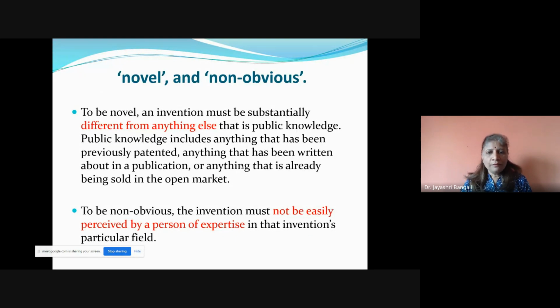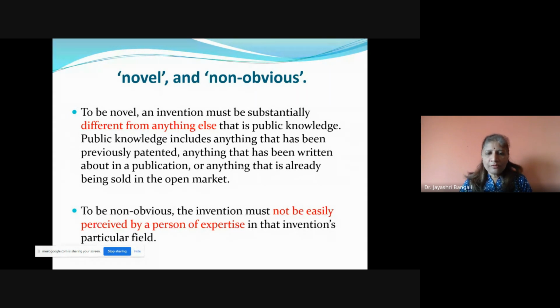Now, to be novel, an invention must be different from anything else that is public knowledge. It should not be known to the public before filing the patent. So public knowledge includes anything that has been previously patented, anything that has been written about in a publication, or anything that is already being sold in the open market. So whatever is available to the public, your invention should not be a part of that. That is the meaning of novel.